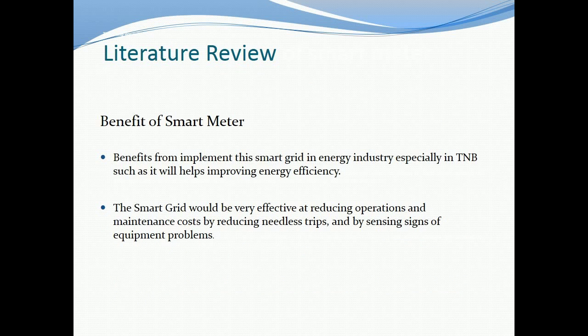In this slide we will review the benefits and disadvantages of smart grid. The literature review of smart meter. First is the benefits of smart meter. Benefits from implementing this smart grid in the energy industry, especially in TNB, include improving energy efficiency. It also reduces the impact on the environment, reduces the power loss of electricity transmission, reduces power disturbance costs, and reduces massive infrastructure. The smart grid would be very effective at reducing operations and maintenance costs by reducing needless trips, and by sensing signs of equipment problems. Smart grid technologies would be more flexible to forms of renewable energy generation and would have the capacity to motivate changes in power flow.